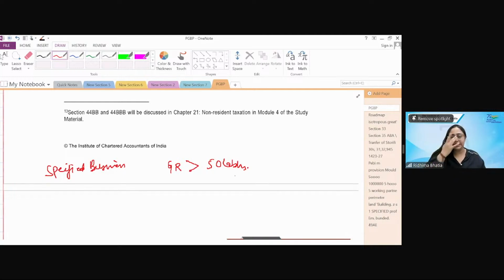So वो relatability साथ साथ लाना, ठीक है? So this is the general limit which they have given. Gross receipts more than 50 lakhs, specified business have to get accounts audited.